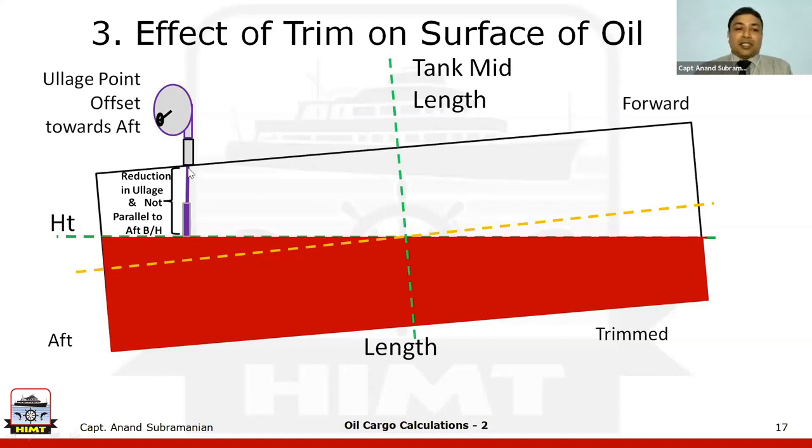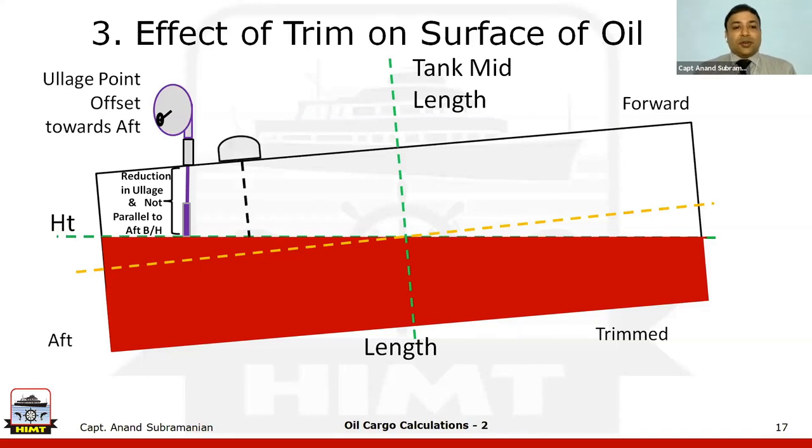And the second part is that this particular line is a vertical line. The oil surface is horizontal and this is vertical. But this violet color line, is it parallel to the aft bulkhead? No, sir. Why? Because the tank is tilted. It is trimmed, and that's the reason why. So we have two problems in this.